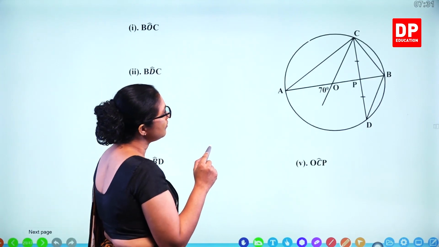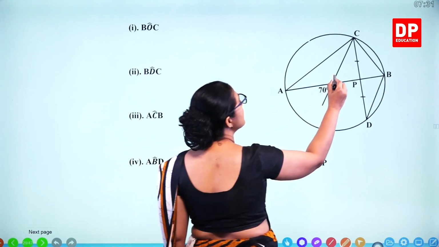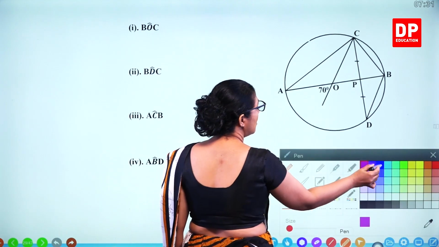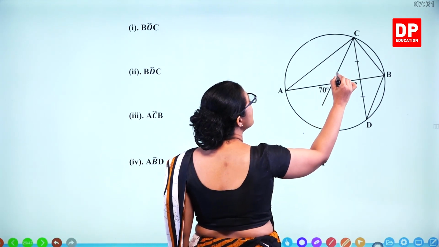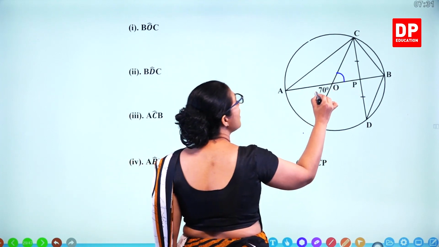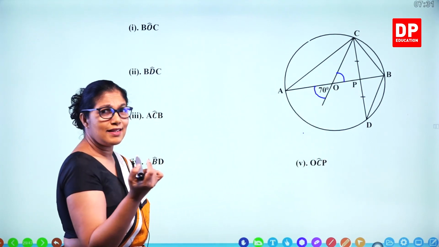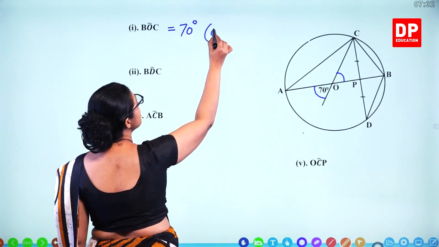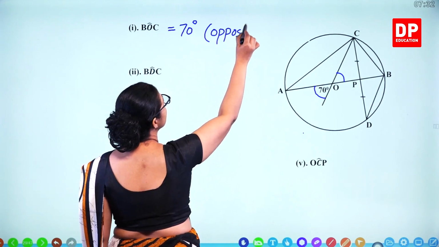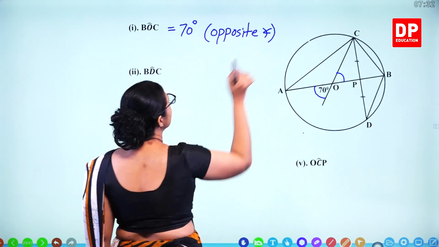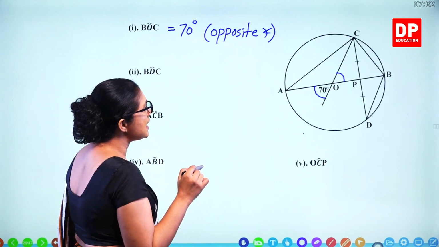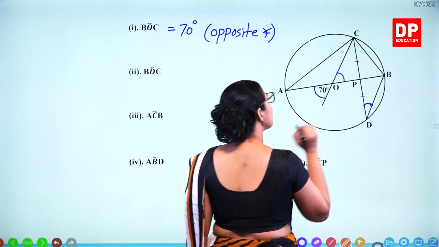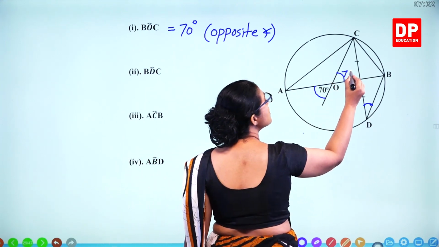BOC. BOC is this angle. So easily you can find that. What's the angle? 70 degrees, because of opposite angles. Next, BDC. This angle. So we found this is 70.